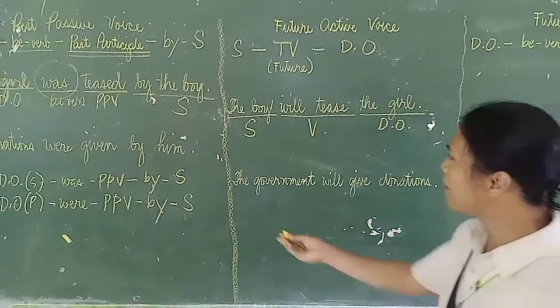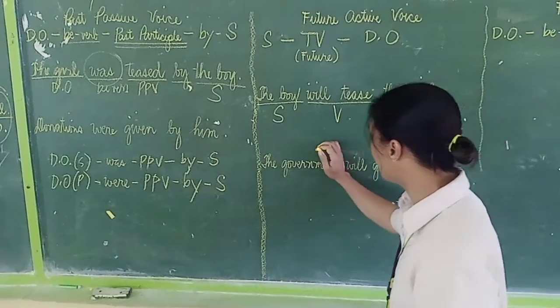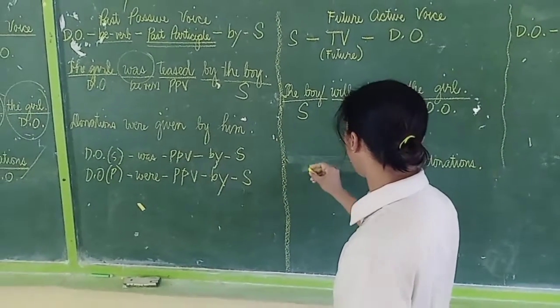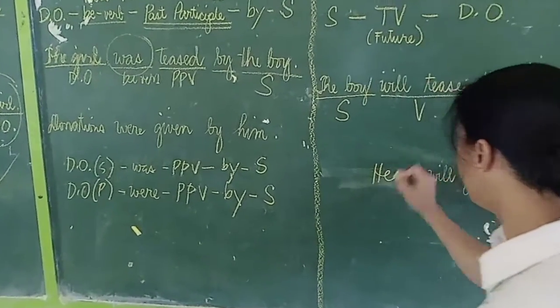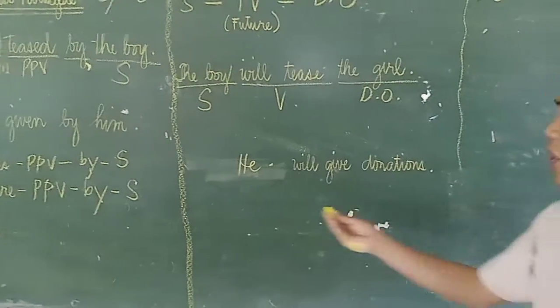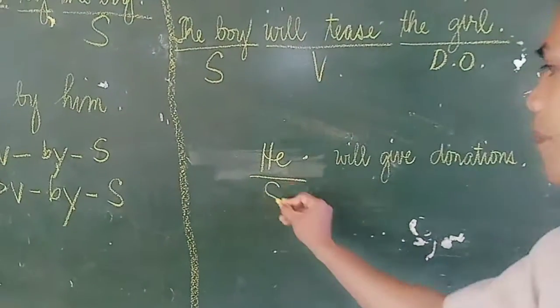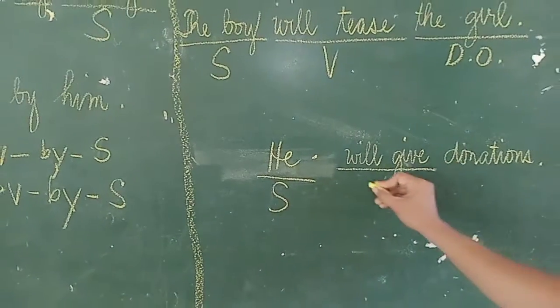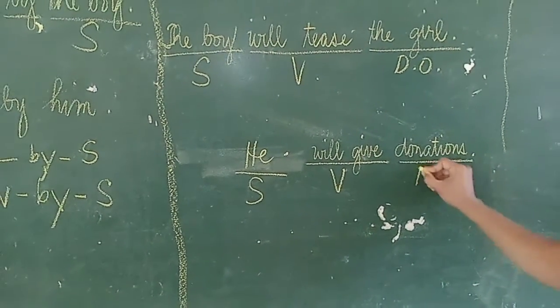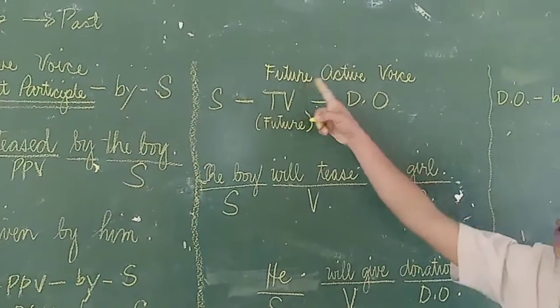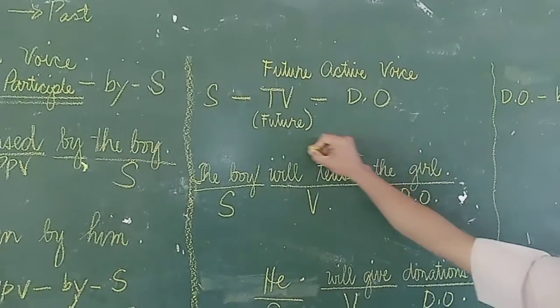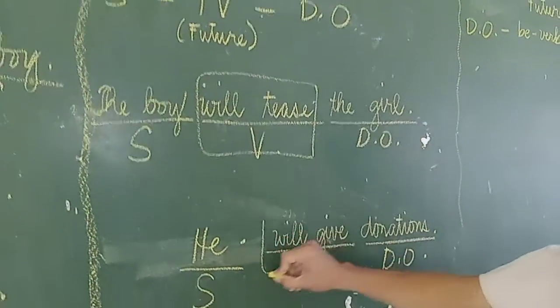Okay. What about number 2? Okay, let us see. He will give donation. This is our subject, and this is our verb, and this is our direct object. Since this is future active voice, we have the verb will give.